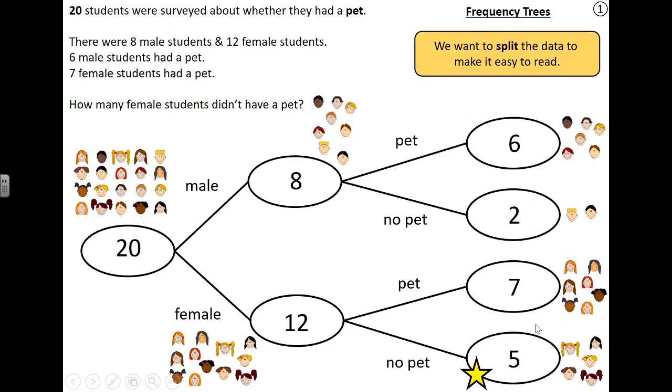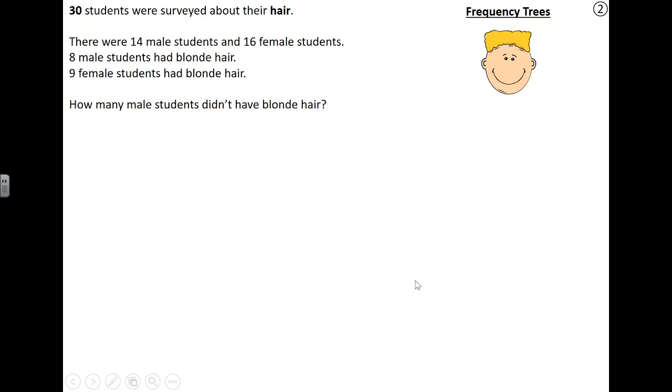The ends will still add up to 20. So 6 add 2 add 7 and 5 will add up to 20. 8 and 12 add up to 20. We can't lose people as we go along. I'm going to do one more together.